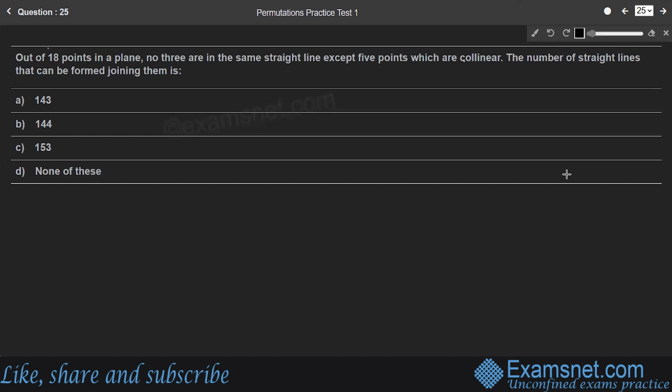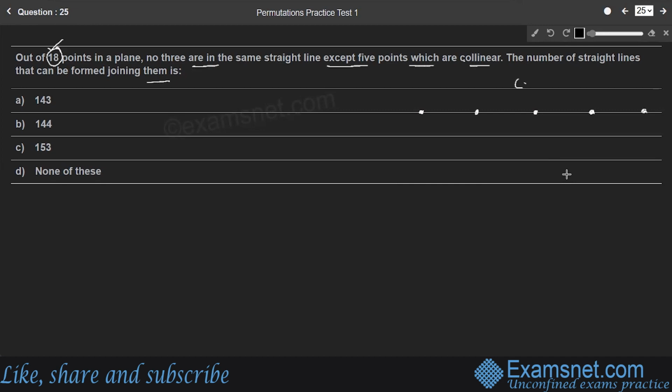Question 25. Out of 18 points in a plane, no 3 are in the same straight line except 5 points which are collinear. The number of straight lines that can be formed joining them is. Here students, out of 18 points, 5 points are collinear. Collinear means 5 points are in the same straight line, right?